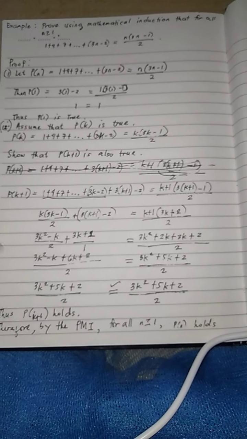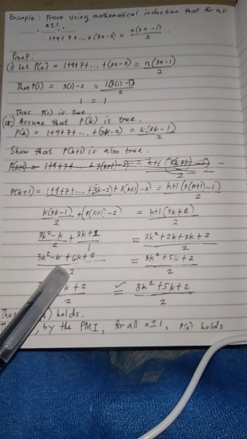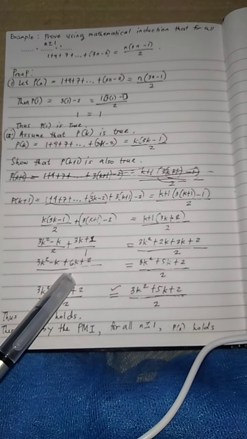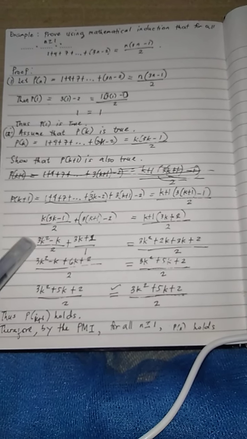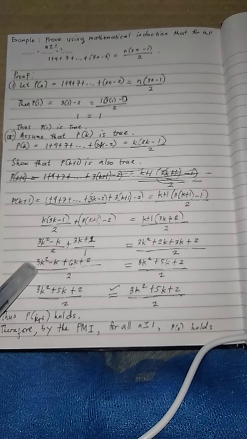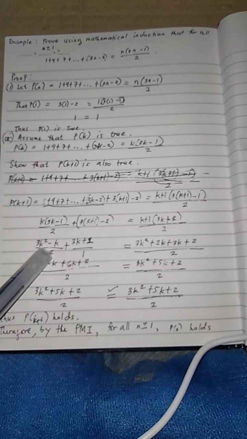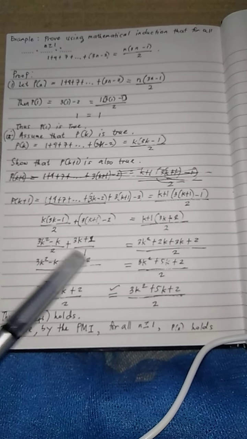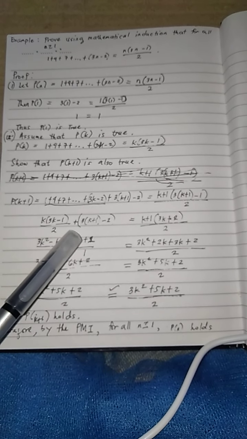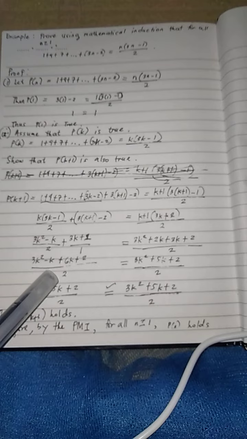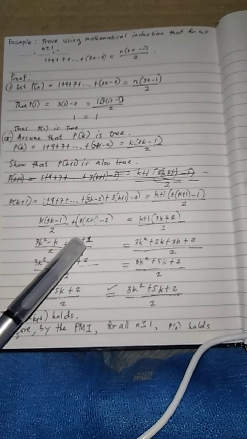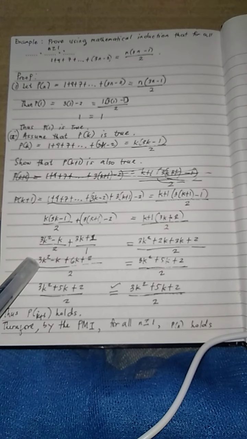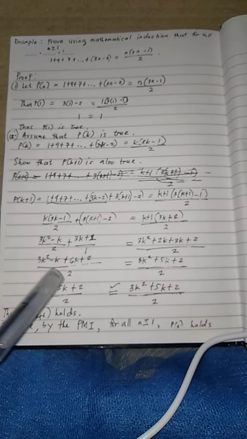Okay, let's focus on the left side. So, the LCD of 2 and 1 is 2. So, 2 divided by 2, that's 1, times 3k squared, that's 3k squared. 2 divided by 2 is 1, times negative k, that's negative k. 2 divided by 1 is 2 times 3k, that's positive 6k. 2 divided by 1 is 2 times 1, that's 2. That's why we have here 3k squared minus k plus 6k plus 2 over 2.